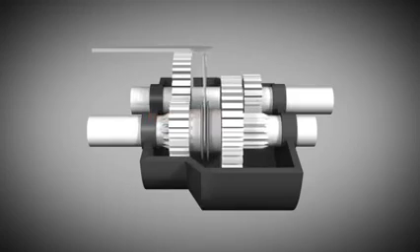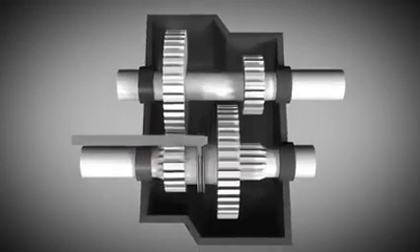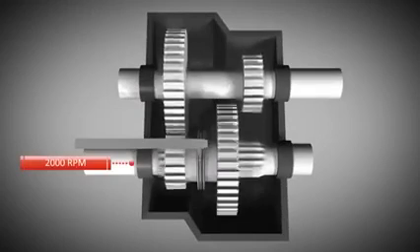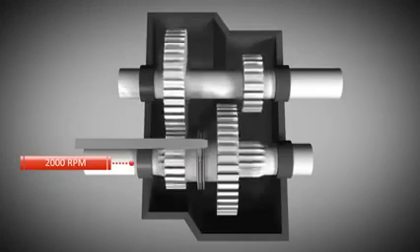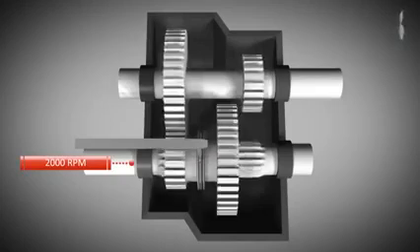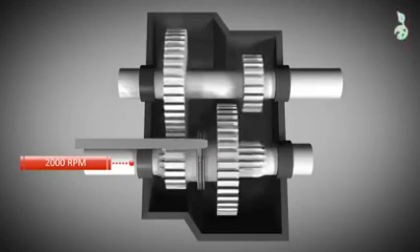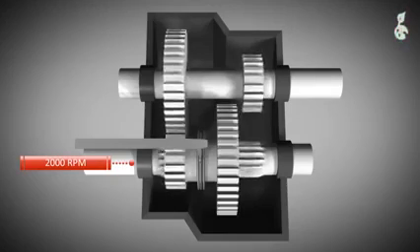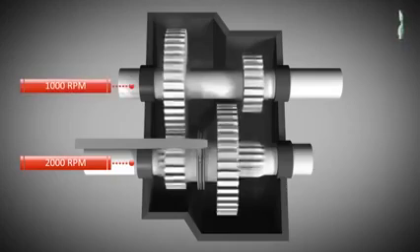In this example, the engine generates a rotational speed for the input shaft of 2000 rotations per minute. In first gear, the gear ratio is 2 because the driven gear is twice as big as the driver gear. Consequently, the input speed of 2000 rotations per minute is decreased to an output speed of 1000 rotations per minute.